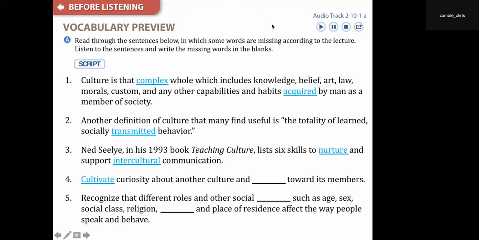Cultivate curiosity about another culture. Here we have an example of how we use metaphors in everyday English. So we've seen a lot of these. UNESCO and the United Nations. We would say that UNESCO is an arm of the United Nations. We've seen that there are fields of research or fields of study. It's not a literal field. It's a field of research, a field of study. And a field of study can have branches.